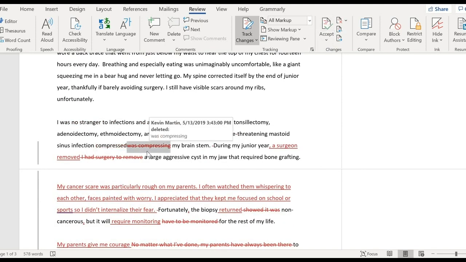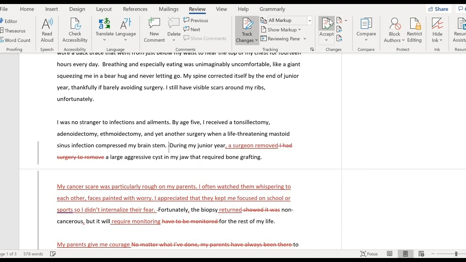Another example here is trying to avoid the gerund or progressive. So "is compressing," "was progressing," "I will be eating," "I was eating." You can simply say "a sinus infection compressed my brainstem." It's a little more economical, and it's also more direct by using the simple past rather than the progressive version of the past tense. And again here, "I had surgery to remove." You can simply say "a surgeon removed."